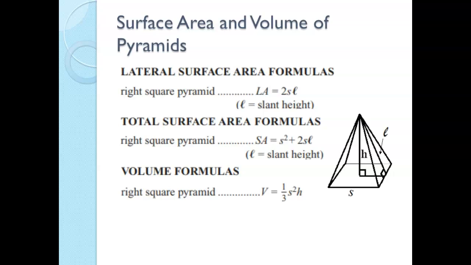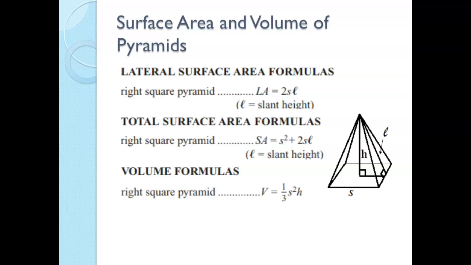Now the total surface area includes the area of the base. The area of the base is simply the area of a square, which is S squared. So S squared plus the lateral area of the pyramid. Lastly, we have the volume, which is 1/3 times S squared times h. Now h here, remember, is the height of the pyramid, and that must be perpendicular to the base.